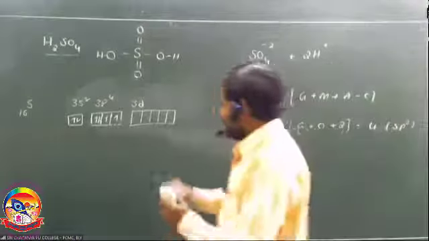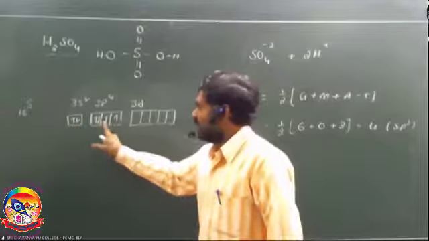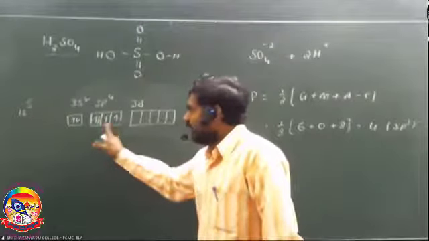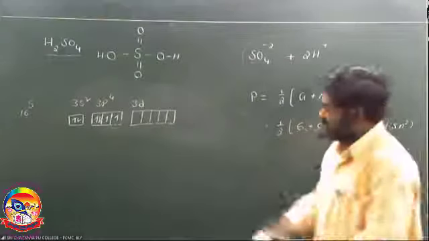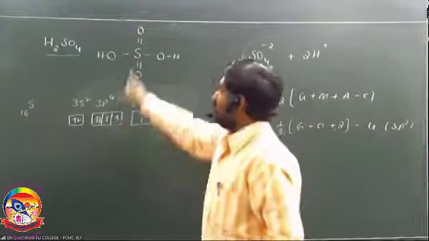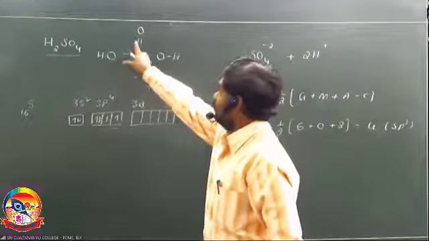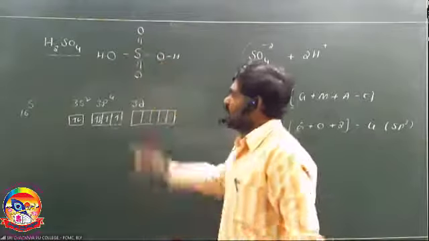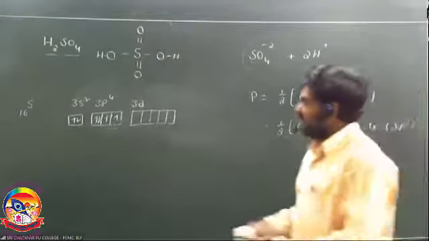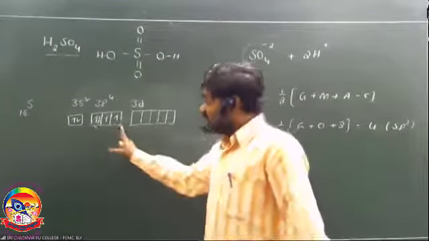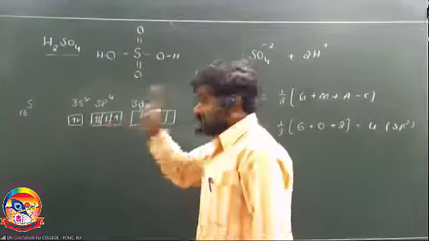In the ground state, how many unpaired electrons does sulfur have? One pair is paired, and only 2 are unpaired electrons. Hence, in the ground state, it forms only 2 bonds. But in sulfuric acid, the central sulfur atom forms how many bonds? 1, 2, 3, 4, 5, 6. To form 6 bonds, it requires 6 unpaired electrons. But in the ground state, it has only 2 unpaired electrons. So it is possible in the excited state.